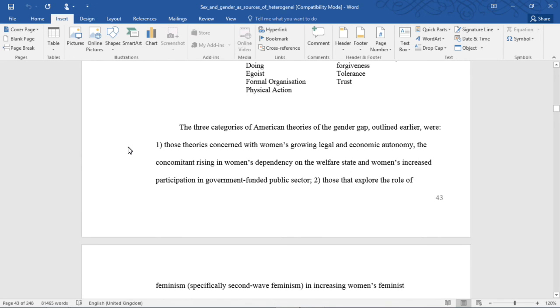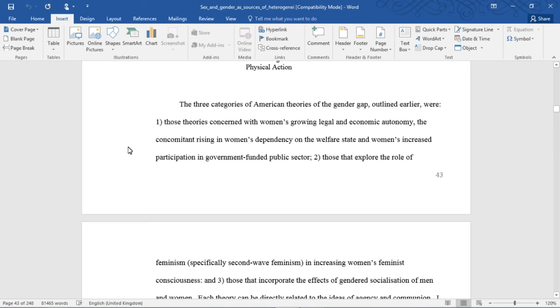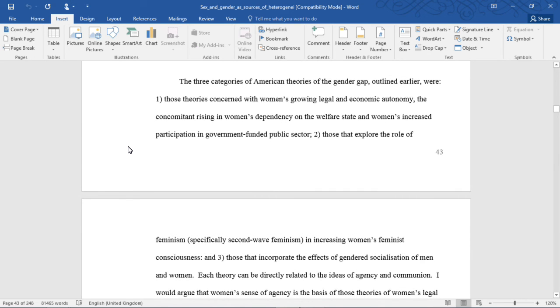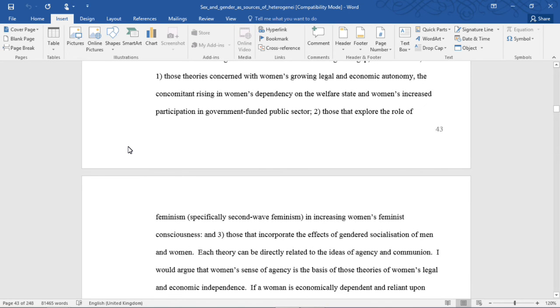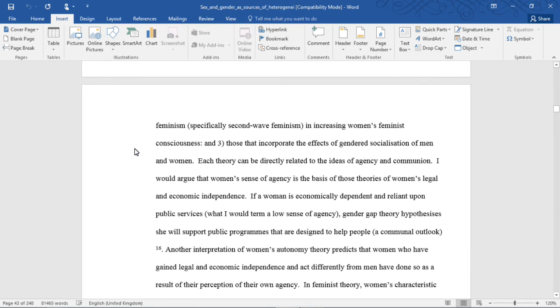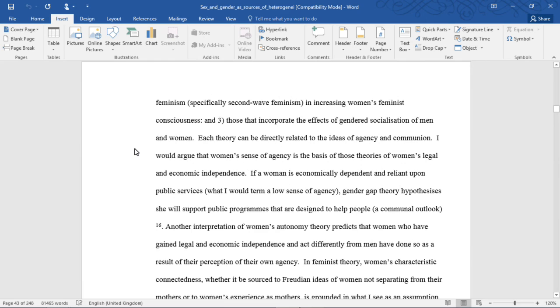The three categories of American theories of the gender gap outlined earlier were: 1, those theories concerned with women's growing legal and economic autonomy, the concomitant rising in women's dependency on the welfare state, and women's increased participation in the government-funded public sector; 2, those that explore the role of feminism, specifically second wave feminism, in increasing women's feminist consciousness; and 3, those that incorporate the effects of gendered socialization of men and women.